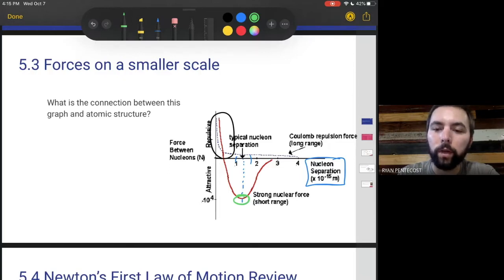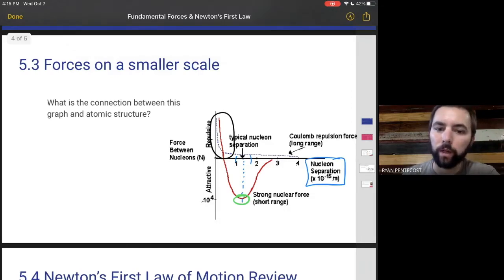Right where the nucleons are separated, right? That's their normal, stable separation point. That's where the strong force is at its most efficient, which is very convenient for our universe. Without that, things would be a little bit more chaotic.